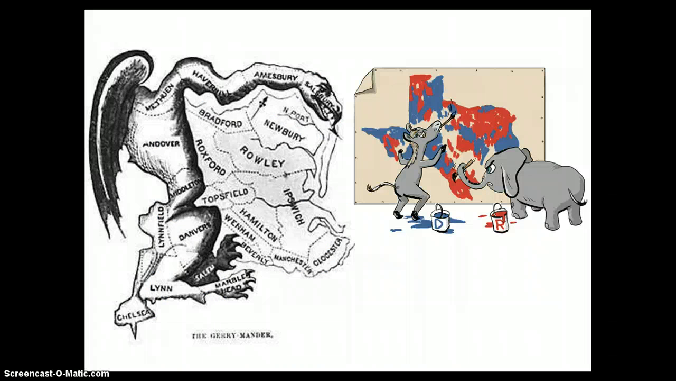Now, the term gerrymandering got its name from this political cartoon. In the state of Massachusetts, the governor was named Elbridge Gerry. He was the first to use his political power to gerrymander districts in his state of Massachusetts. They used this political cartoon, which they thought looked like a salamander, and his name, Gerry, put them together, and the name stuck. Gerrymandering is carving out districts to favor one political party over another.